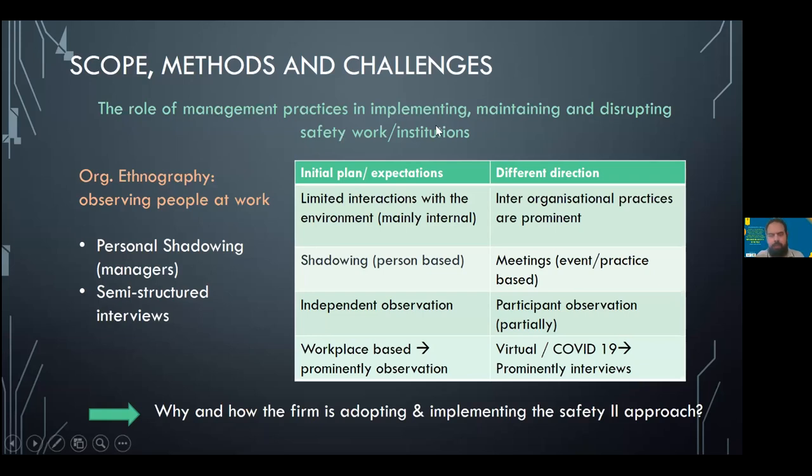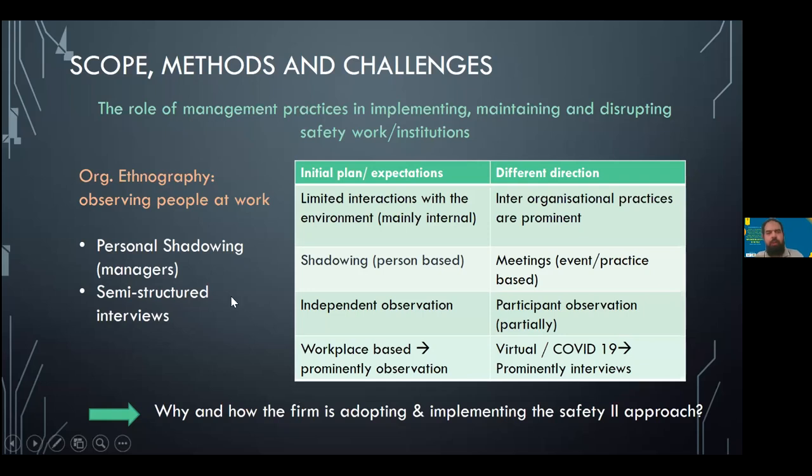This is the nice thing about qualitative research and ethnography. You start with a very broad question, a very broad objective, and then you narrow that down until you reach a very specific question or objective. This is what happened with me. I started with a very broad one, and then as the observation went on, the dynamics on the ground really progressed. Now this scope has refined to this: why and how the firm is adopting and implementing Safety Two. So this became my thesis question.